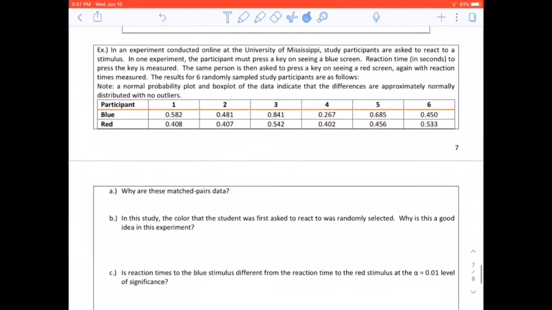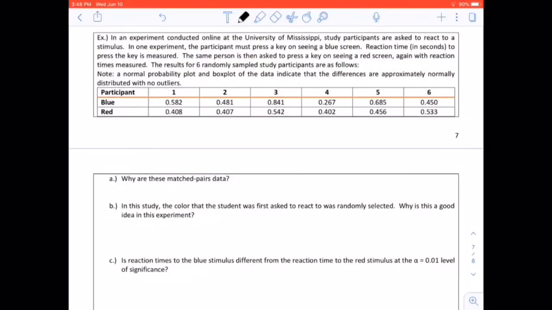So the next example that we have, in an experiment conducted online at the University of Mississippi, study participants are asked to react to a stimulus. In one experiment, the participant must press a key on seeing a blue screen. Reaction time in seconds to press the key is measured. The same person is then asked to press a key on seeing a red screen, again with reaction times measured. The results for the 6 randomly sampled study participants are as follows. Note: a normal probability plot and a box plot of the data indicate that the differences are approximately normally distributed with no outliers. That's in there because our sample is small.